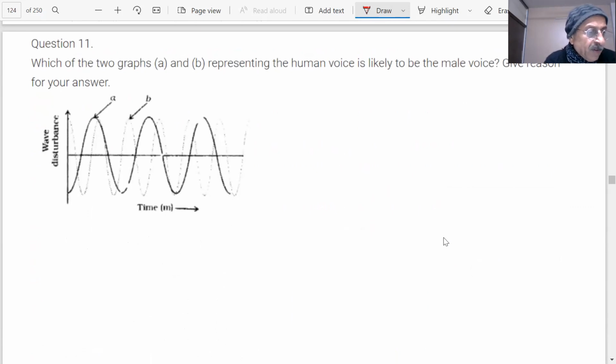Okay. Another question is coming, students. Which of the two graphs A and B represents a human voice likely to be a male voice? Give reason. Male voice. Now this is something difficult for students. How will they know? Male voice and female voice. What is the difference?